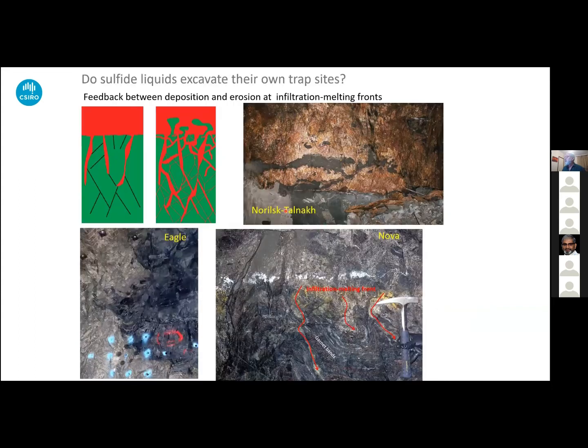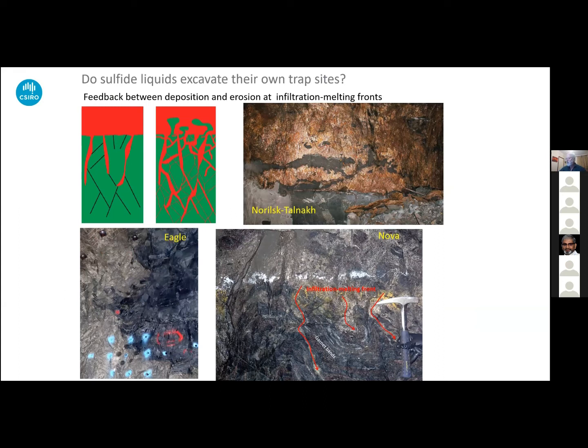Well, that principle of the sulfide eroding the country rocks and perhaps even excavating its own trap sites doesn't have to be restricted to sills. In fact, we see evidence of it in quite a lot of places. Here are some pictures from Norilsk Talnakh, in the bottom of the Kharaelakh ore body, and that's sulfide invading the footwall, the picrite. This is partially molten picrite peeling off and floating up into the sulfide.